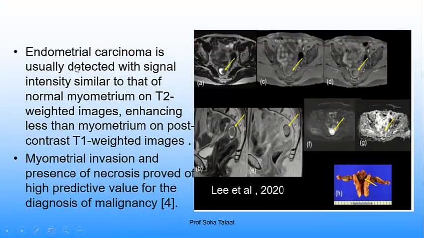Endometrial carcinoma usually has signal intensity similar to the normal myometrium on T2, remains low on T2, and enhances less than the myometrium in the post-contrast study. It enhances less than the normal myometrium on the post-contrast. Here in the post-contrast, the enhancement of this intracavitary lesion is lower than the normal myometrium. Myometrial invasion and presence of necrosis proved to be highly predictive for the diagnosis of malignancy.